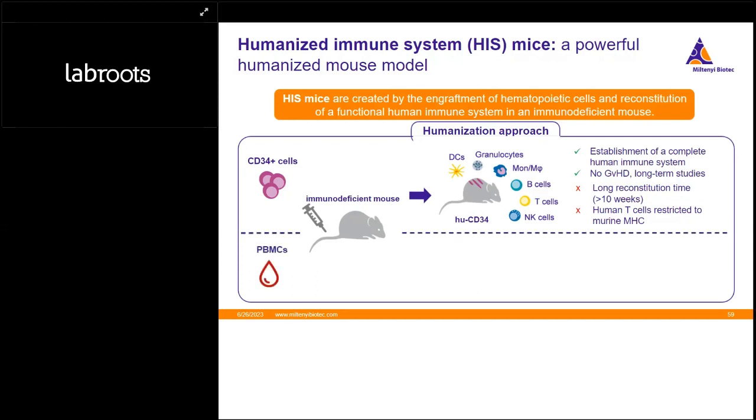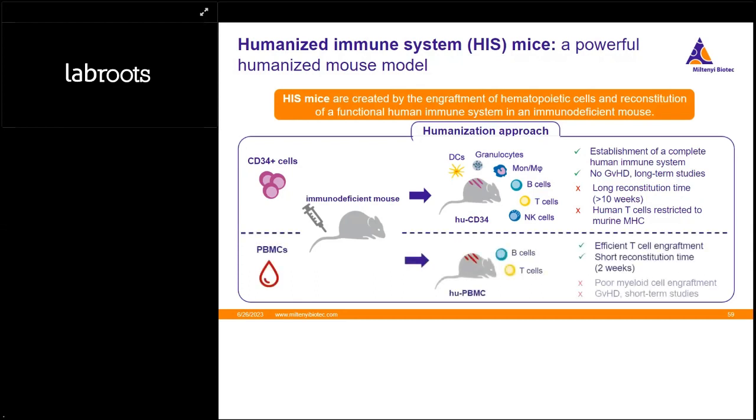Alternatively, you can quickly do a PBMC injection into this kind of mouse. What you develop is a quick and relatively dirty mouse model that, because this is PBMC, can give you a relatively more efficient T cell engraftment. But because this is an injection of PBMC instead of stem cells, it will have poor myeloid cell engraftment, and therefore it couldn't last very long. It is relatively used for short-term studies and more specifically for T cell related immuno studies. So either one has pros and cons.